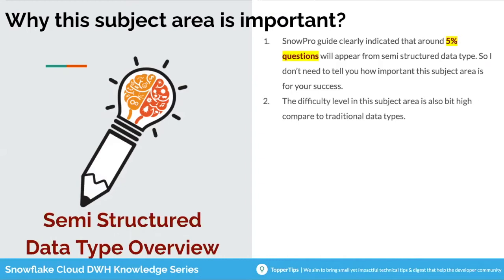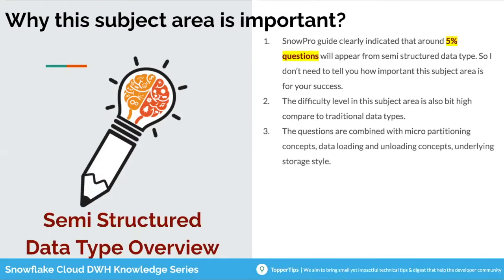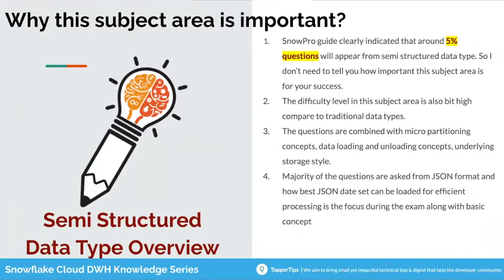The difficulty level in this subject area is also a bit high compared to traditional data types. The questions are combined with micro-partitioning concepts, data loading and unloading concepts, and underlying storage style. The majority of the questions are asked about the JSON format, and how best a JSON dataset can be loaded for efficient processing is the focus during the exam, along with basic concepts. Avro, ORC, Parquet, and XML are important, but JSON gets first priority over other file formats.